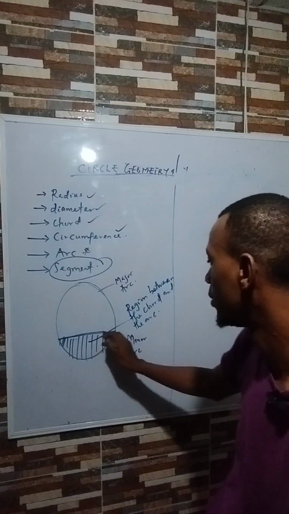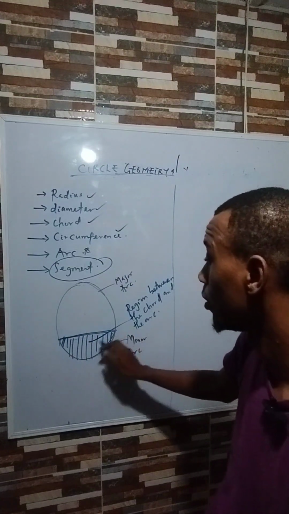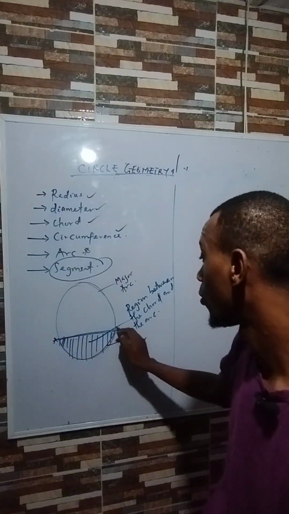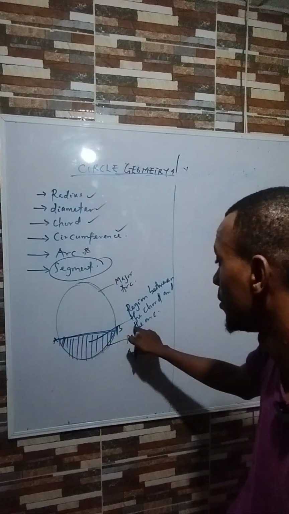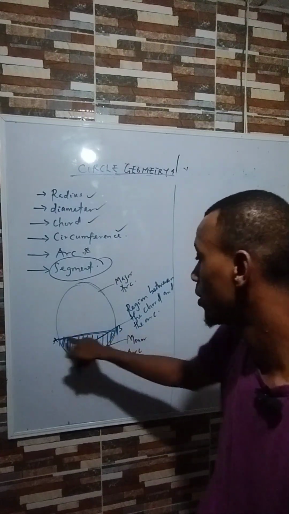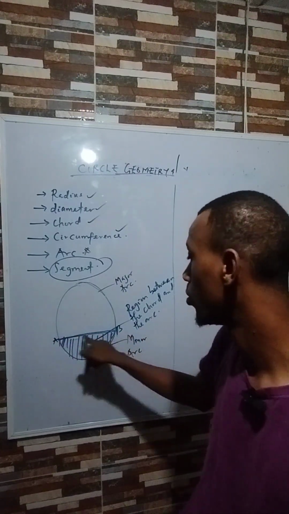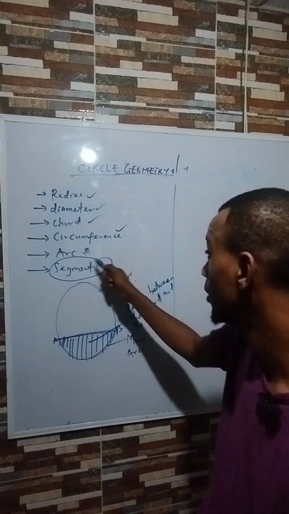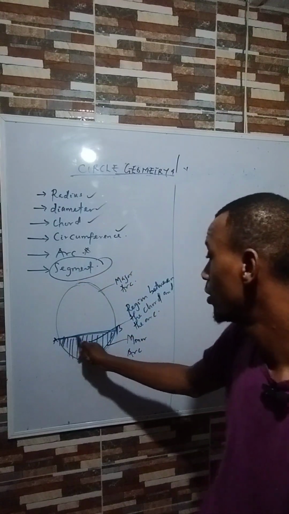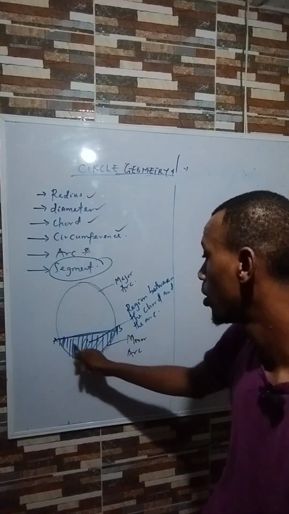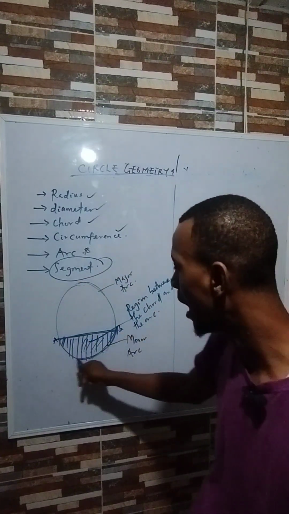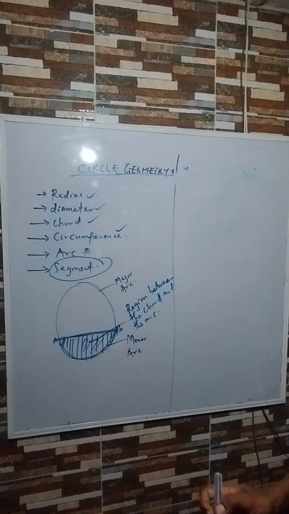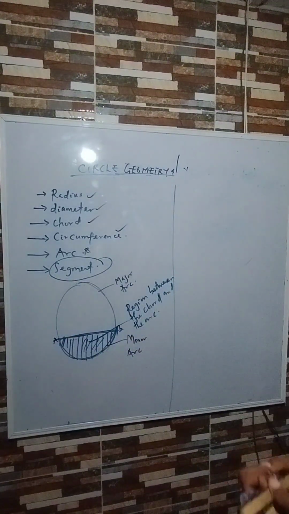So this is the chord here. Remember what we say is a chord: a straight line that touches the circumference of the circle at any two given points. So the segment is the region between this chord and the arc. That is what is referred to as the segment of a circle.